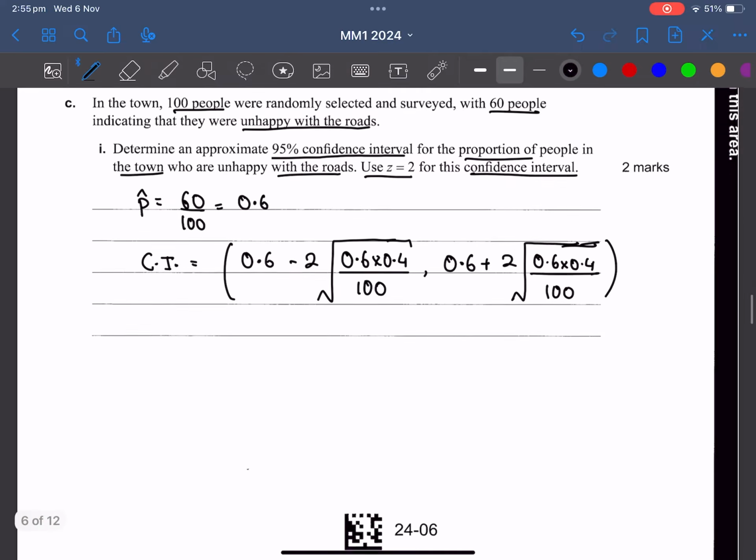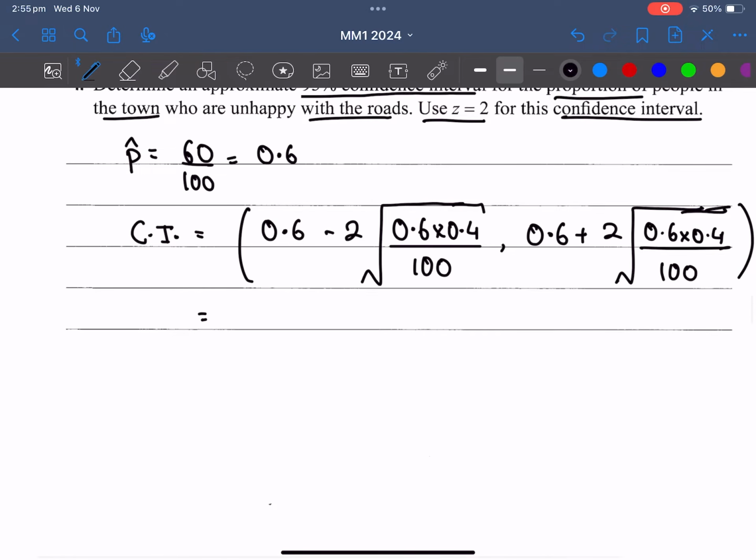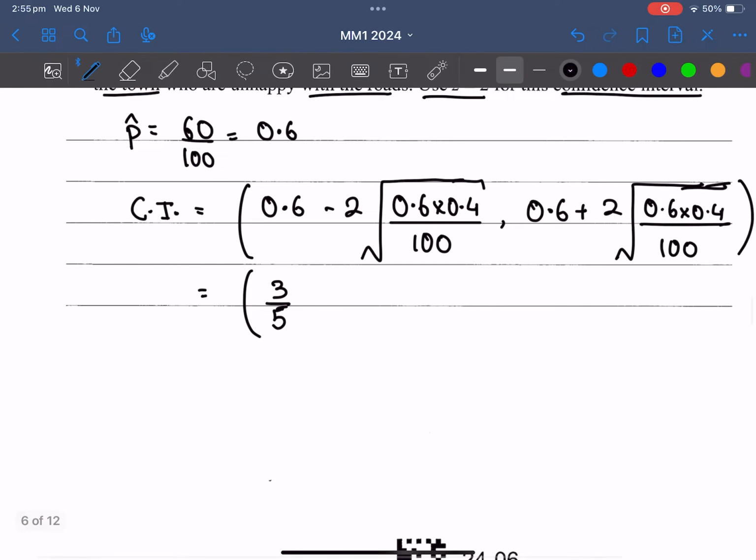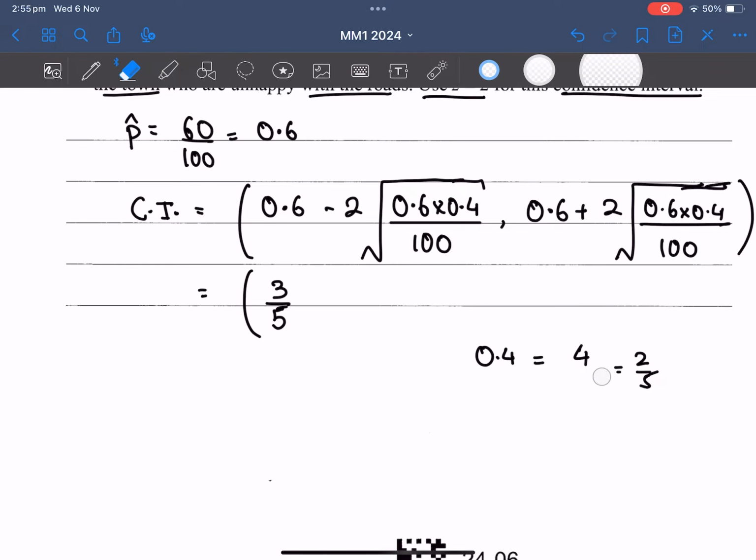Actually, let me convert this into fractions, because it's easier to simplify fractions than using decimals. So this will be 3 on 5. If you don't know how to convert it, I usually do it like this: 0.6 translates to 6 on 10, so that would give us 3 on 5. Okay, so that's how I convert it. And 0.4 is going to be 4 on 10, so 2 on 5. So that's how I do it.